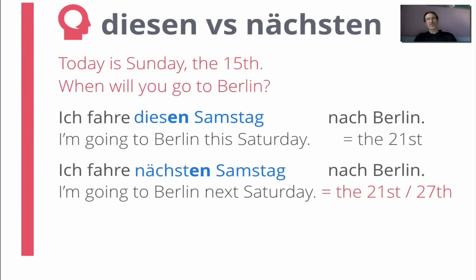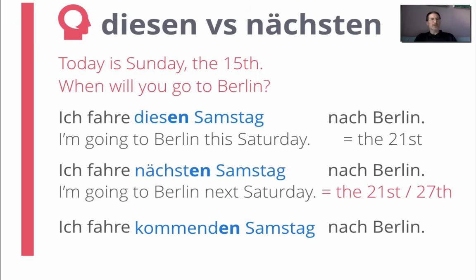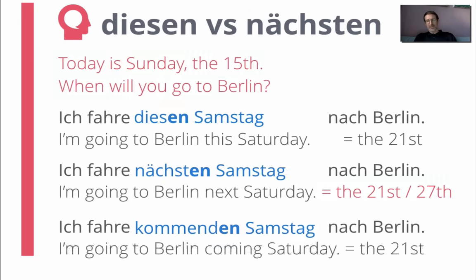There is a workaround. You could say, ich fahre kommenden Samstag nach Berlin. So you understand that already without the translation. I'm going to Berlin coming Saturday. Or the coming Saturday. So the one that's coming is the 21st. There's no discussion about that. So again, there is no clear rule. The Germans argue about it and they always have to make sure. So maybe just avoid it. Don't say next Saturday. Say diesen Samstag or Saturday the 21st or the 27th.